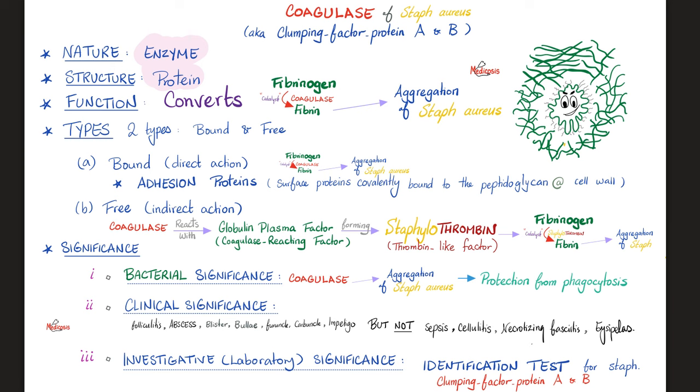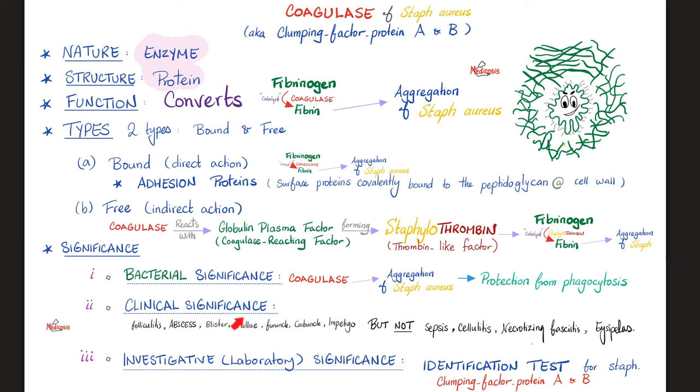Significance of the coagulase. Well, it has a function for the bacteria. It protects it from phagocytosis. Clinical significance. It helps the bacteria, staph, stay in one location and cause localized diseases such as folliculitis, abscess, blister, bullae, furuncle, carbuncle, impetigo, but not sepsis, cellulitis, necrotizing fasciitis, erysipelas. Why not? Because the bacteria has coagulase. It's going to stay in one location in most cases.